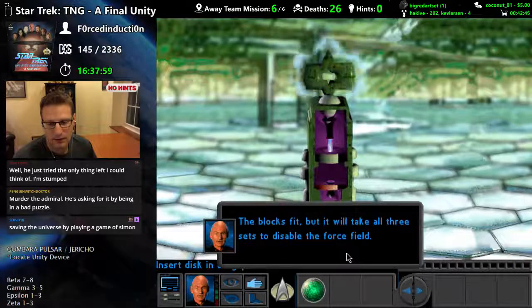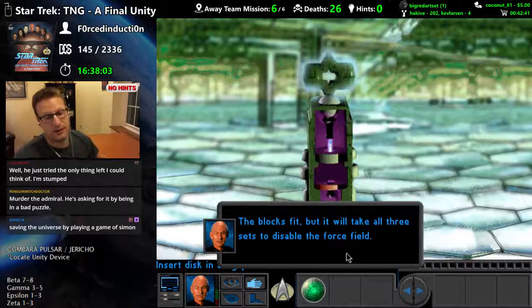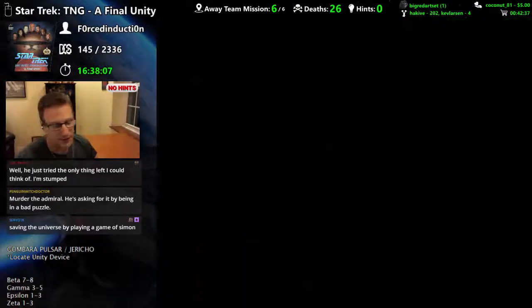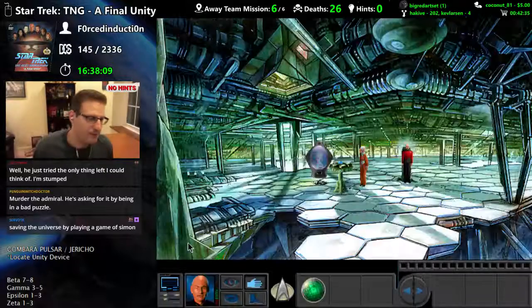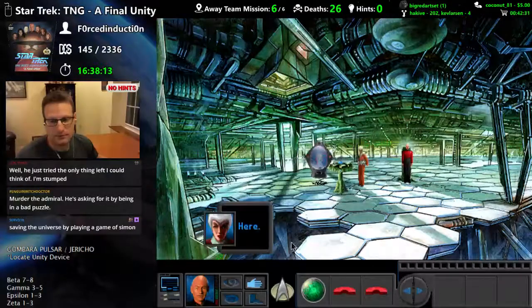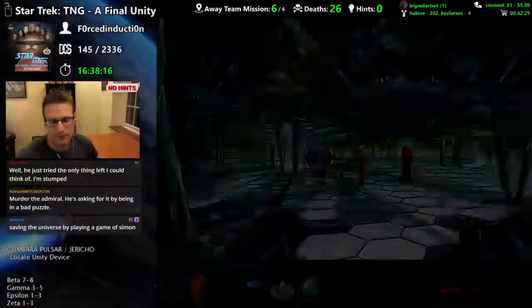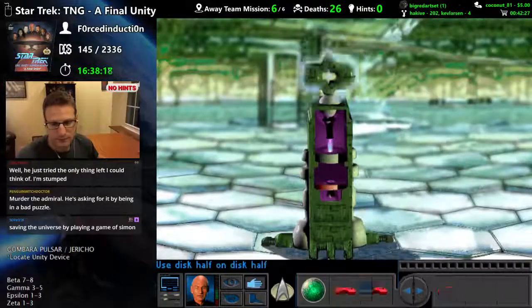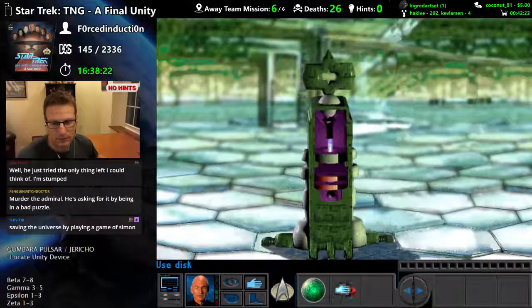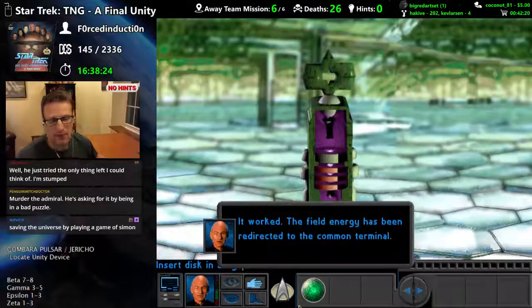The blocks fit, but it will take all 3 sets to disable the force field. So now I just need the other ones from them, so... Yeah, so the whole problem was that we just didn't look at the thing soon enough. I need all the blocks from the test. Take them. Here. Thank you. It worked. The field energy has been redirected to the common terminal.